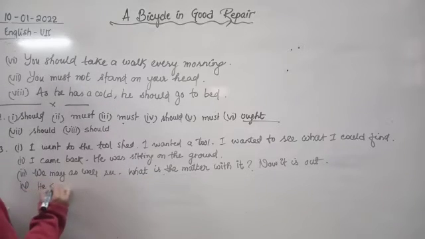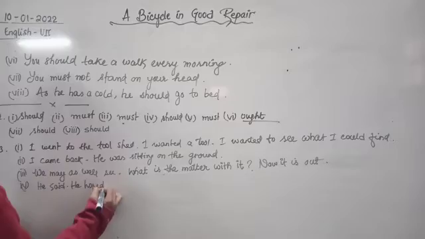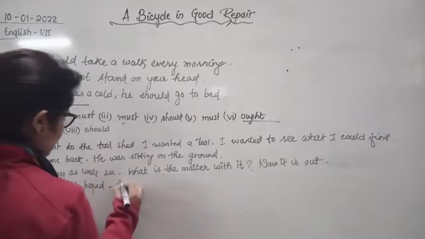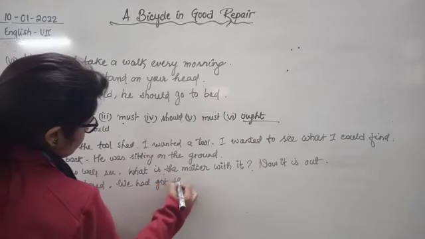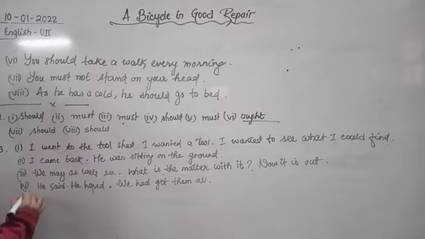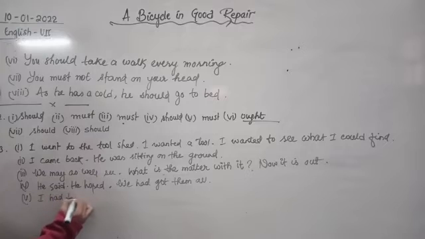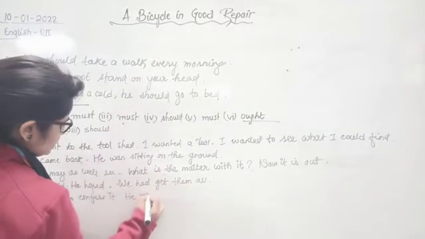He said, so this is complete sentence. He hoped, complete sentence. We had got them all. Yes. Number 5. I had to confess it. He was right. I had to confess it. He was right.